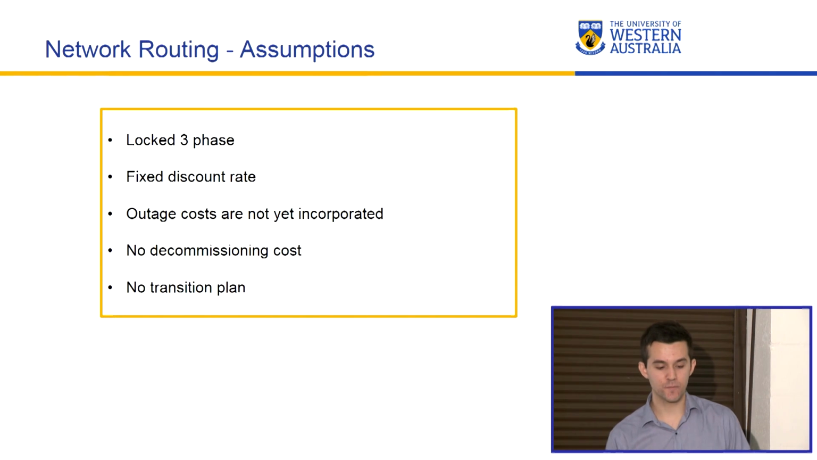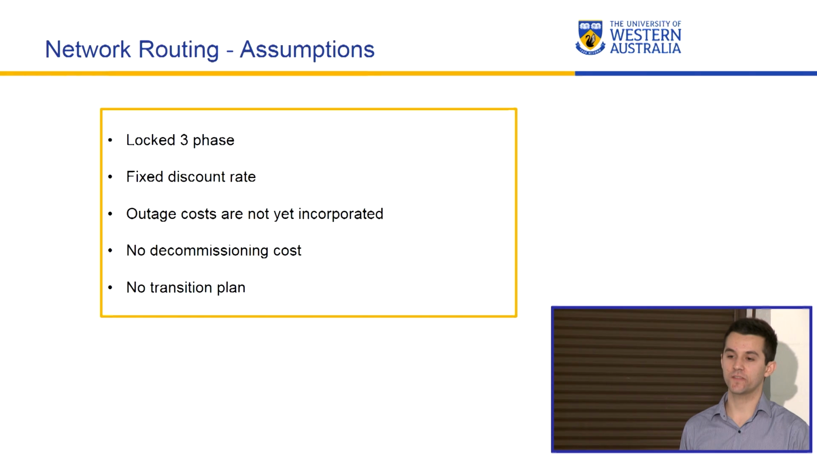We also made a number of assumptions for doing this optimization. We locked the three-phase line. So if you're unaware, the power system in these areas will have a three-phase line as the backbone with single-phase spurs branching off of it. We locked the three-phase line based on constraints given by Western Power stating that they are unlikely to modify the three-phase line due to the fact that it is essentially parallel to roads.